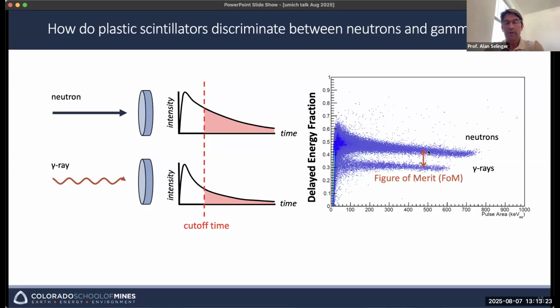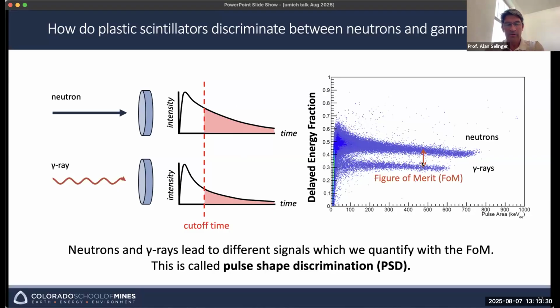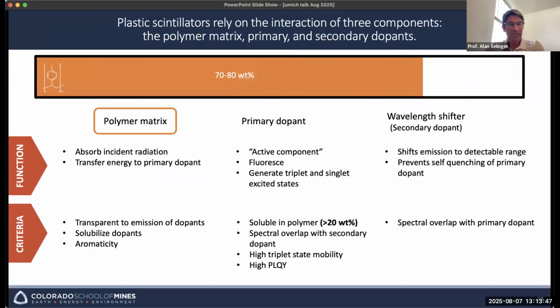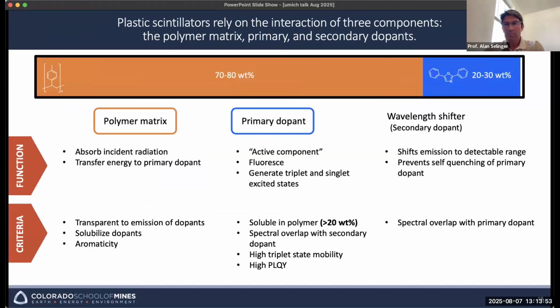So this difference between the neutron and gamma is what's referred to as the figure of merit. And so the bigger the difference, the better. This whole process is called pulse shape discrimination, and this number is quantified just statistically with this figure of merit. So when we look more carefully at this matrix, you can see that most of it is just a commodity polymer like polystyrene. The next amount is the primary dopant, and then a very tiny fraction is the wavelength shifter, and that 0.1% is enough to completely get all of the energy out at the wavelength of that 0.1% material.